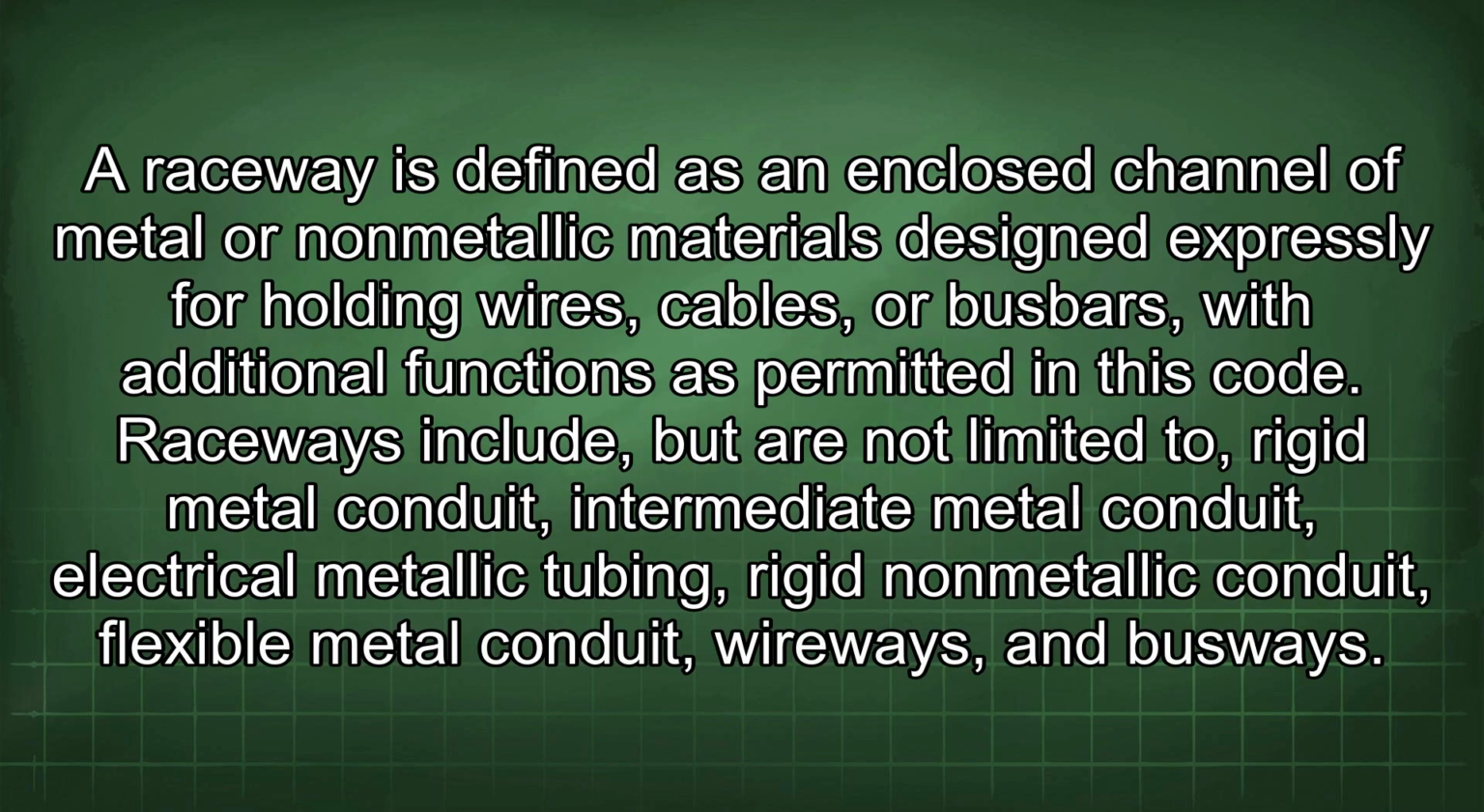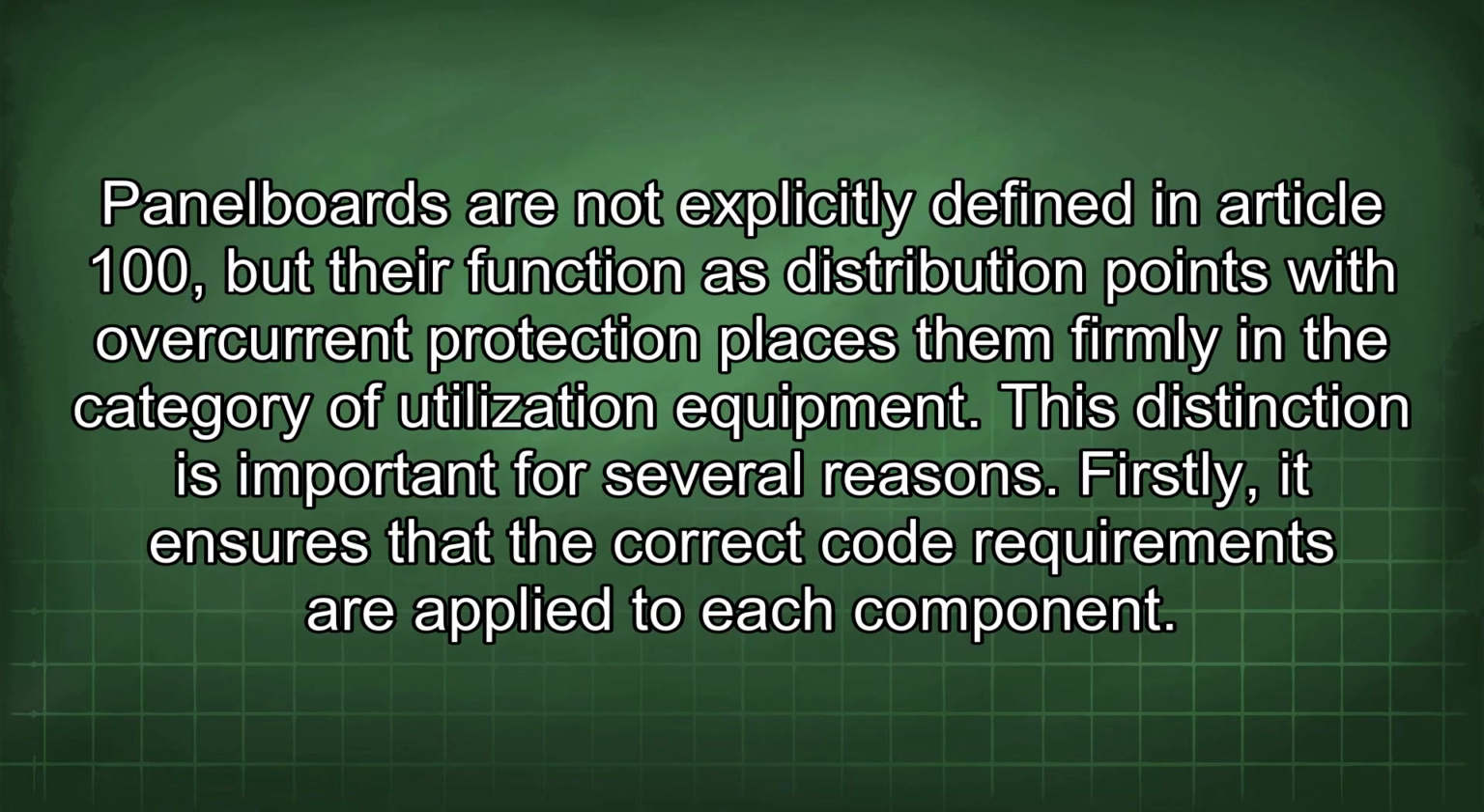A raceway is defined as an enclosed channel of metal or nonmetallic materials designed expressly for holding wires, cables, or busbars, with additional functions as permitted in this code. Raceways include, but are not limited to, rigid metal conduit, intermediate metal conduit, electrical metallic tubing, rigid nonmetallic conduit, flexible metal conduit, wireways, and busways. Panelboards are not explicitly defined in Article 100, but their function as distribution points with overcurrent protection places them firmly in the category of utilization equipment.